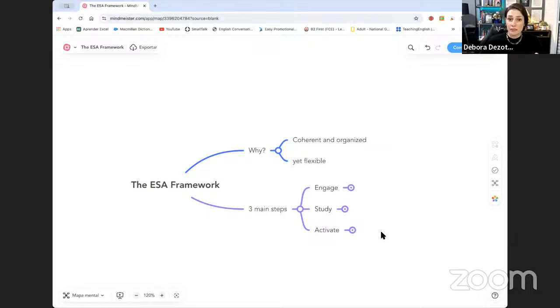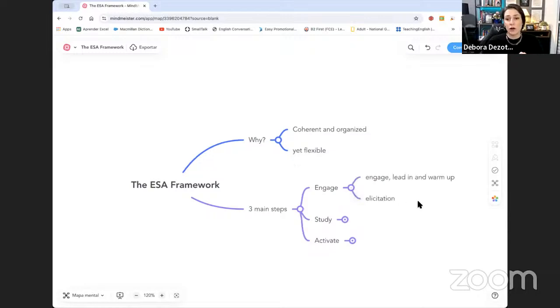And there is another part to the engage stage that I like very much, and that I believe is very important. That is what we call elicitation. And I'm going to go back a little bit just to tell you the difference between engage, lead-in, and warm-up. I know that many people say that they're the same thing, but in fact, the warm-up is a different stage. So warm-up is something we do before the engage part. Why? How do I know the difference?